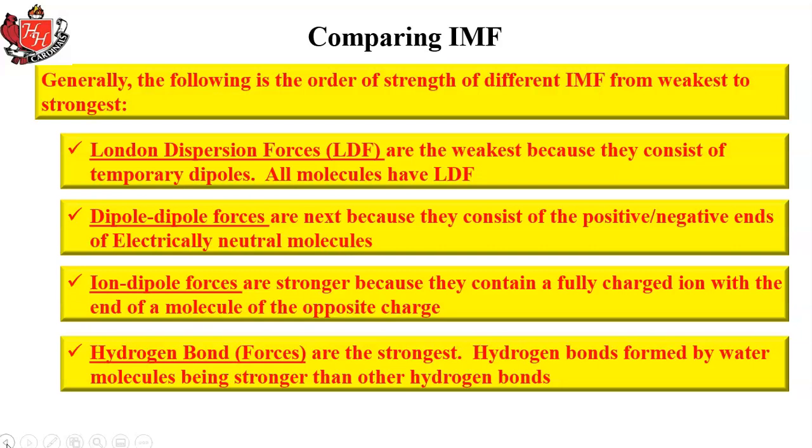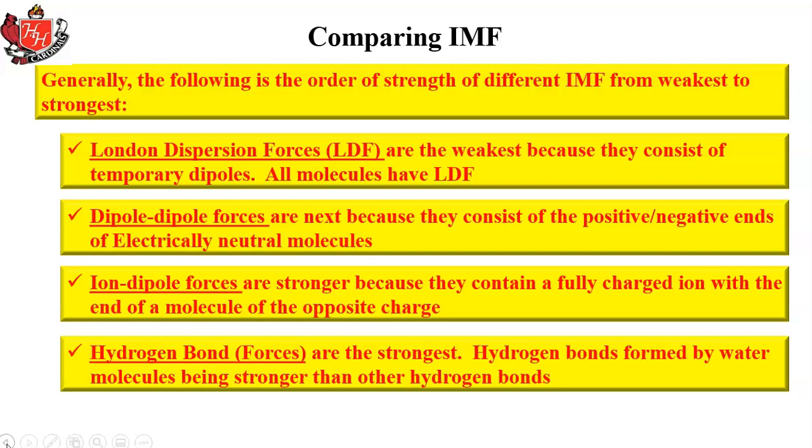And keep in mind that there are some solids that are pretty strong that are nonpolar that only have London dispersion forces. So if their molecules are big enough and have enough electrons, London dispersion forces can be fairly strong, but they're still considered to be the weakest of the intermolecular forces. Dipole-dipole forces are next because they consist of the positive and negative ends of electrically neutral molecules.